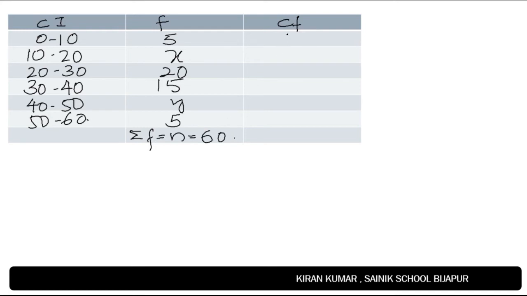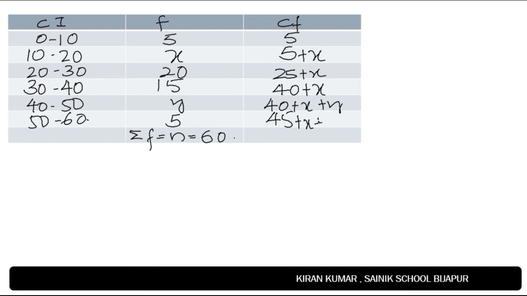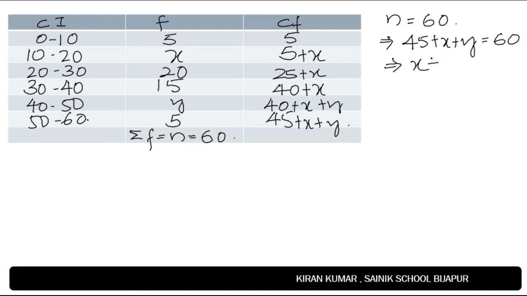Let me find out the cumulative frequency. Here it is 5. When 5 is added to x, we get x plus 5. So 25 plus x, 40 plus x, 40 plus x plus y, and the last one is 45 plus x plus y. Here the value of n is 60. Therefore 45 plus x plus y, the last cumulative frequency, must be equal to 60. And we get x plus y as, when 45 is transposed, 15. Let me call this equation 1. Here n by 2 is 30.